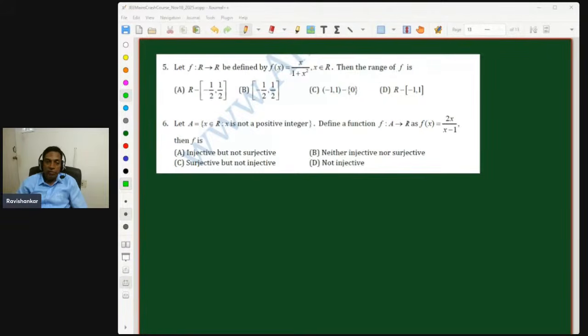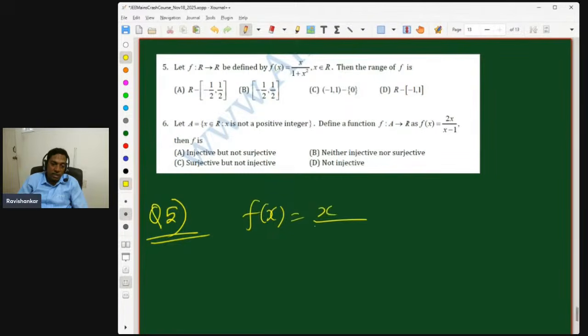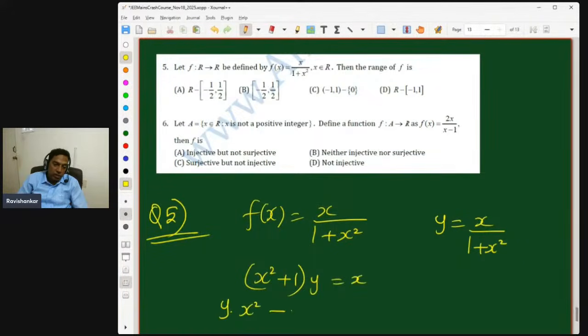Okay, by now quite a few people have solved, in fact, both questions. Here the questions are not very difficult. That's why I gave them together. Okay, let's first look at question 5. How do we find the range of f? Okay, f of x is x by 1 plus x squared. So y is x by 1 plus x squared. X squared plus 1 into y is x. So you get a quadratic in y.